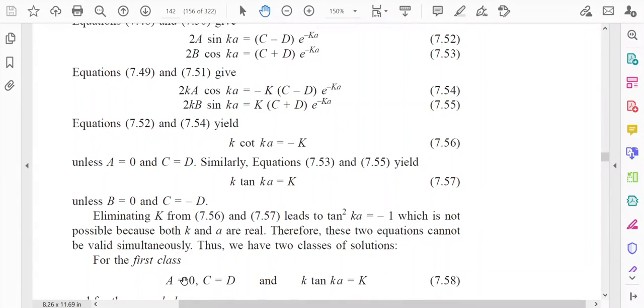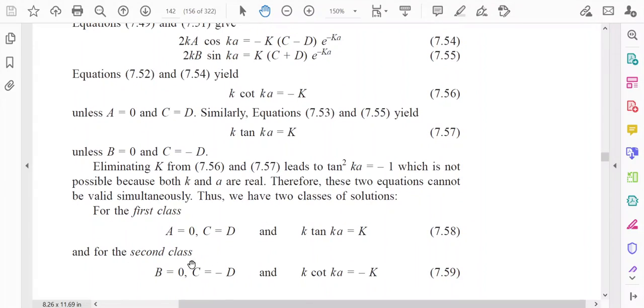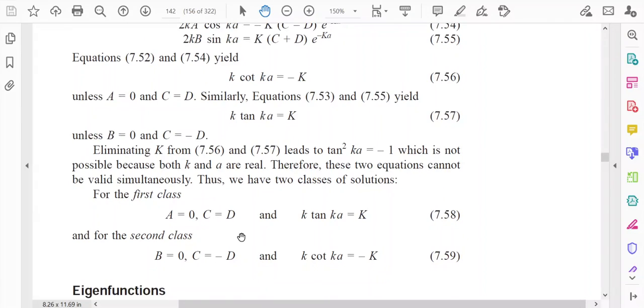For the first class, we write k tan k is equal to K. In this case the condition can hold, because A equal to 0 and C equal to D are not possible for the other condition. But for k tan k equal to K, A equal to 0 and C equal to D is possible. And for the second class, k cot k is equal to minus K, this may be true, that is B is equal to 0, C is equal to minus D. So these are the two classes of solution.